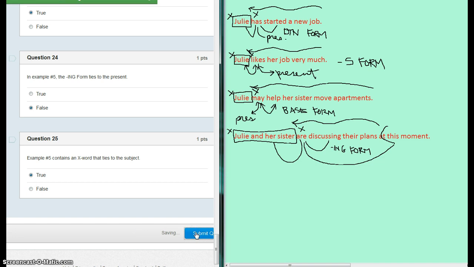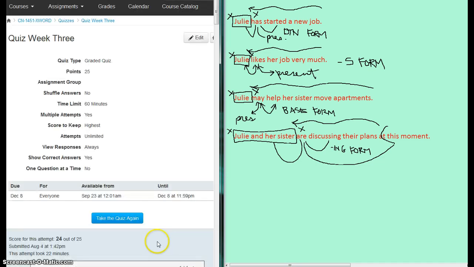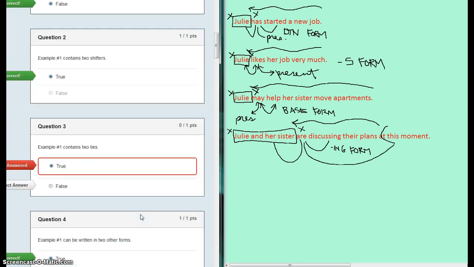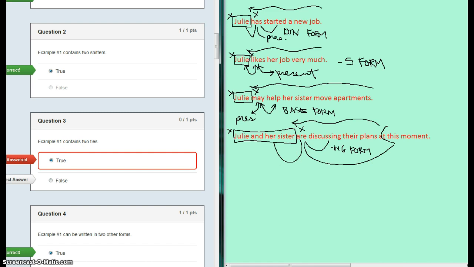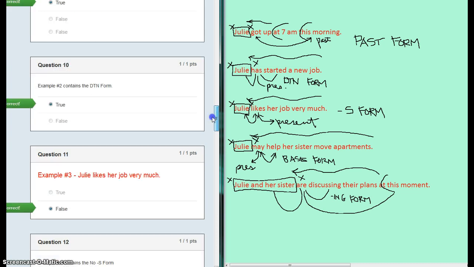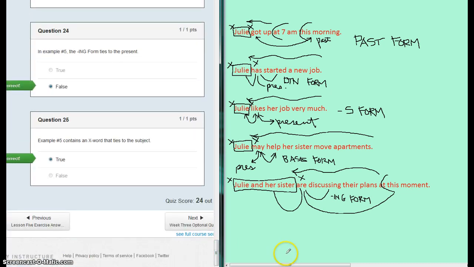Let's just double check, make sure that we answered everything correctly. And it's a 24 out of 25. Okay, I made a mistake somewhere. Let's see. Example number 1. Let's go back to number 1. Example number 1 contains 2 ties. No, just one. It's the past form. Okay, I need to change that to false. I'd have to take it again. But this, I think, was just kind of my mistake. Example number 1, past form has just one tie. Okay, that takes care of checking over the third quiz, or the quiz from week 3.